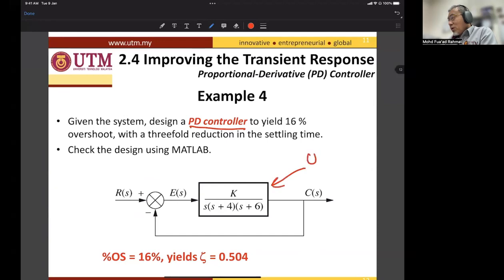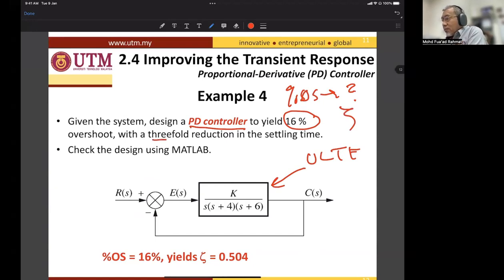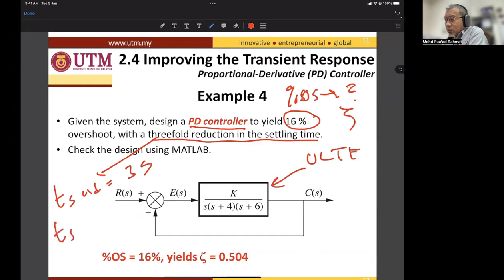So this example is given here. We can see that this is the open loop transfer function. Design a PD controller to yield 16% overshoot. From this you will get the zeta value, with a 3-fold reduction in the settling time. What do you mean by 3-fold reduction? If the settling time is 3 seconds, the new settling time will be 1/3 multiplied by 3, which is 1 second. That is the meaning of 3-fold reduction.